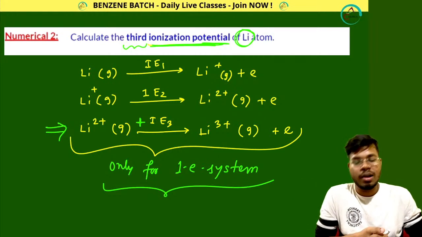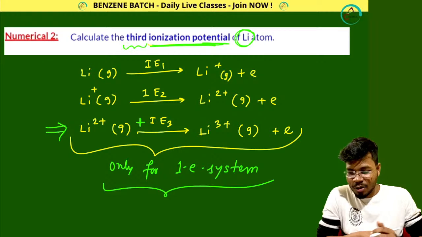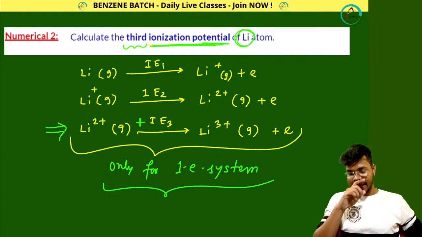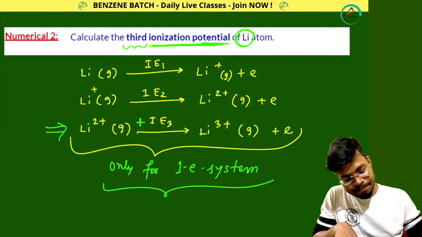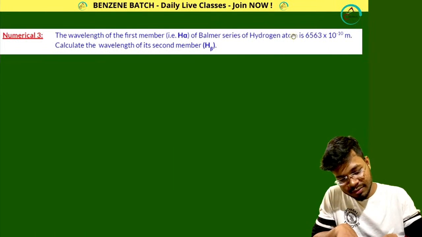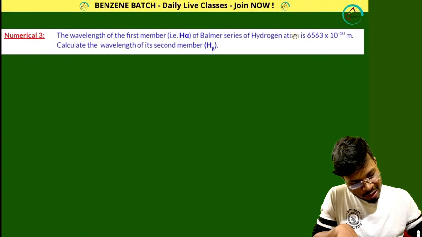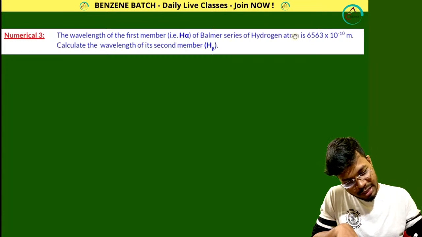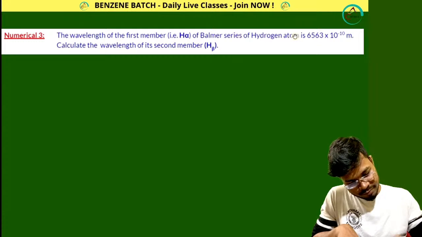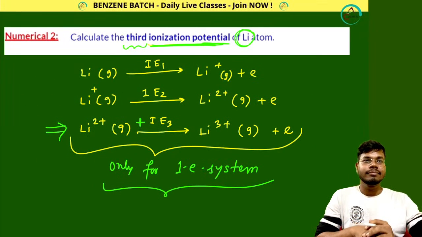What is the formula? Very simple formula. Can you tell me? Can you write in the comment box what the formula is to get the third ionization potential? Can anybody tell me that?